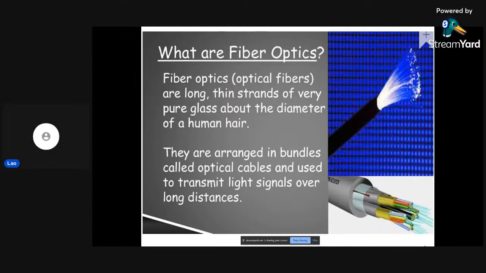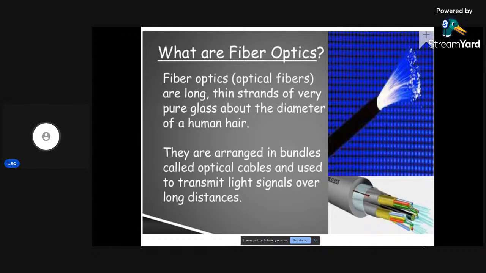Fiber optics or optical fibers are long, thin strands of very fine glass about the diameter of a human hair. Ganun siya kanipis. They are arranged in bundles called optical cables and used to transmit light signals over long distances. Fiber optics transmits a large amount of data at a very high speed. Mas mabilis siya if you're going to compare it to copper wire. So, this technology is widely used in internet cable.